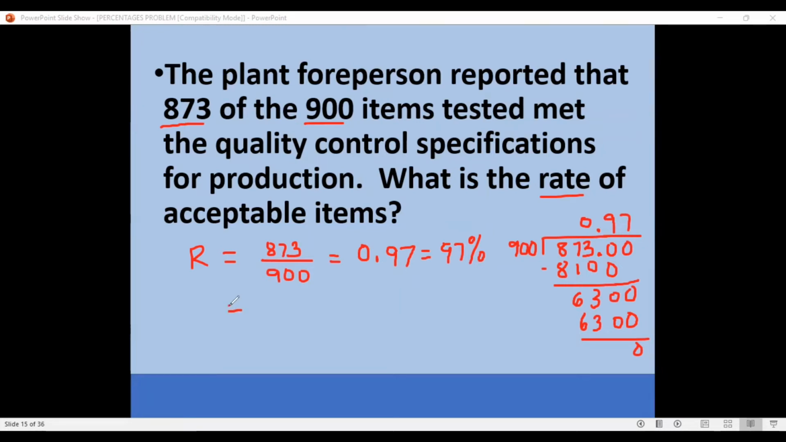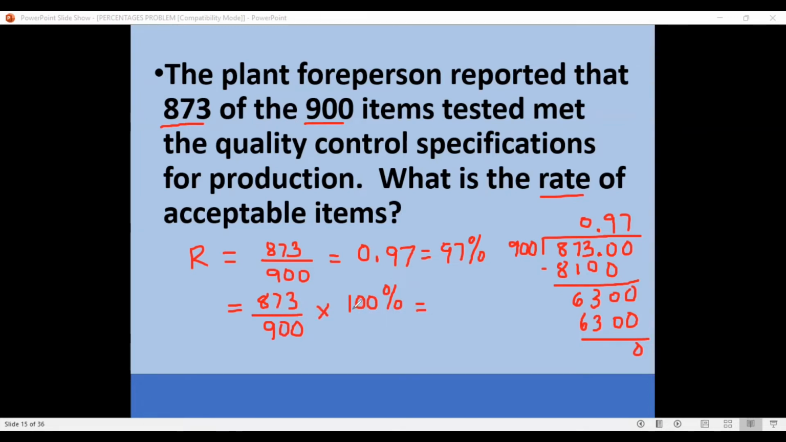Now, another thing that you can do here is, instead of changing the decimal into a percent afterwards, I would advise that if you have something like this, you just automatically get the percentage. In this case, it's 873 over 900, and we multiply it right away with 100%. Okay, 100% over 1. Anyway, that's just the same, 100% is still the same as 1.